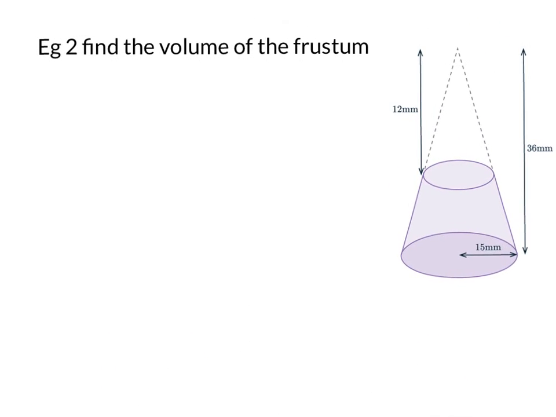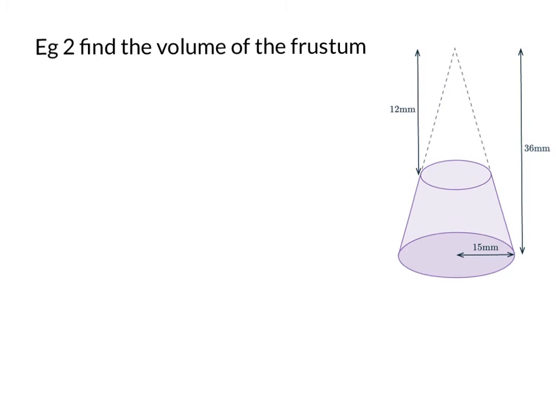So we have to find the volume of this frustum. So the formula for the volume would be very technical. I would use a very mathematical formula for this. Get the volume of the big cone and take away the volume of the small cone.